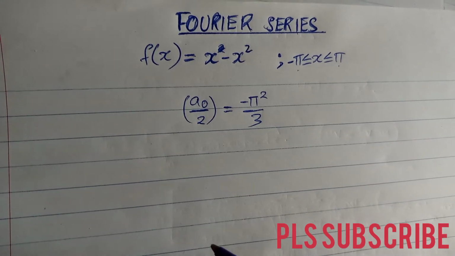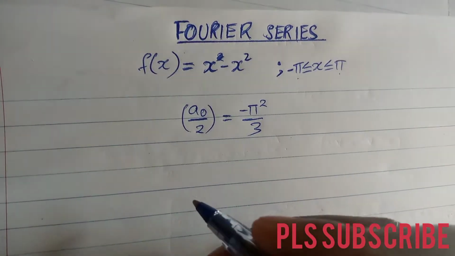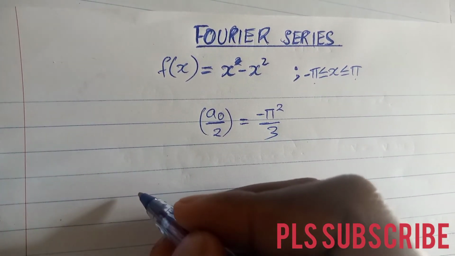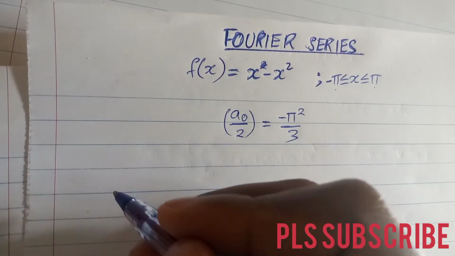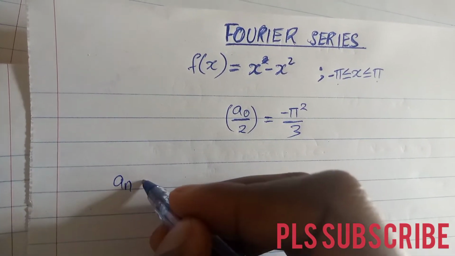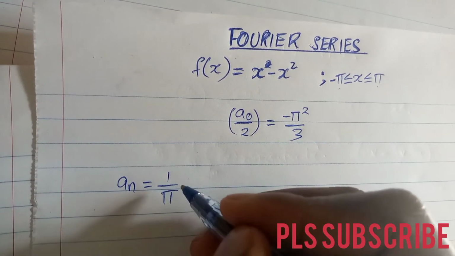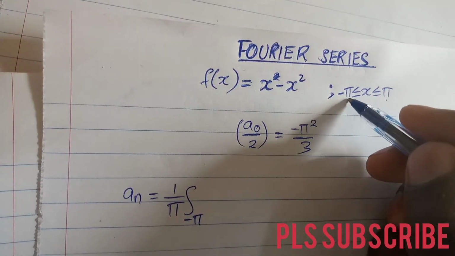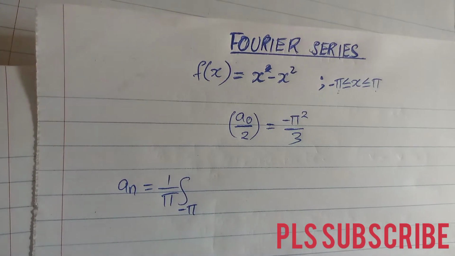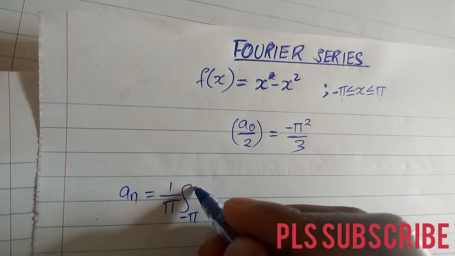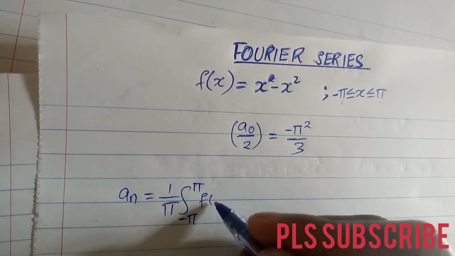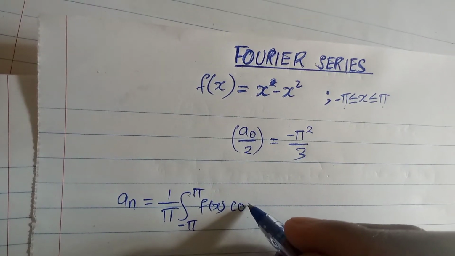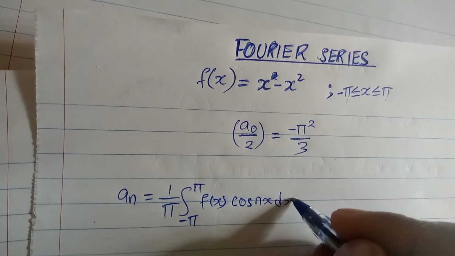So now I want us to proceed together and obtain the value of a sub n. We said that a sub n is given by 1 over pi times the integral. We are already given the interval, from negative pi to pi, so that is what we are going to use. Then cosine of f of x, the cosine of nx dx.